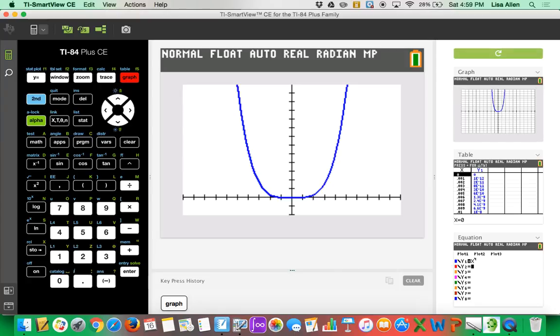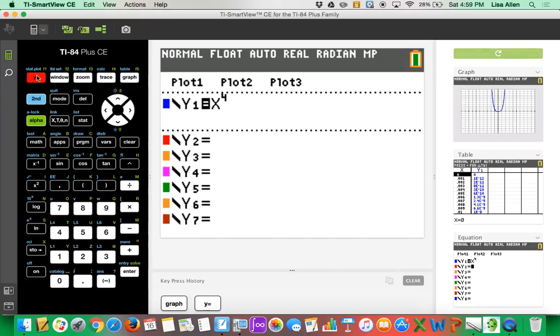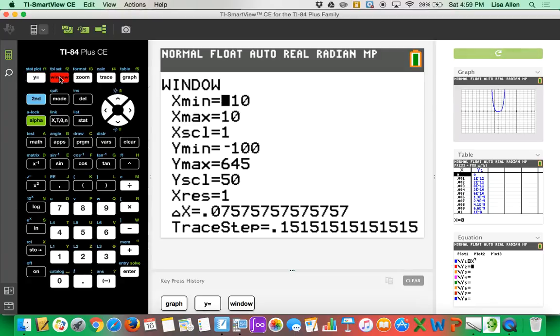The first thing we're going to do is go to y equals and put your function in, x to the fourth. Once you put the function in, we want to get a decent window for this. And remember, we're going from 2 to 5, and 5 to the fourth power is 625. So if you look at the window that I've chosen, I leave the negative 10 to 10 and the scale of 1 for the x values. But when I come down here to the y's, I put the y min at negative 100 and the y max at 645. So I've gone beyond both the minimum and maximum values that I'll need. And I put the y scale at 50.